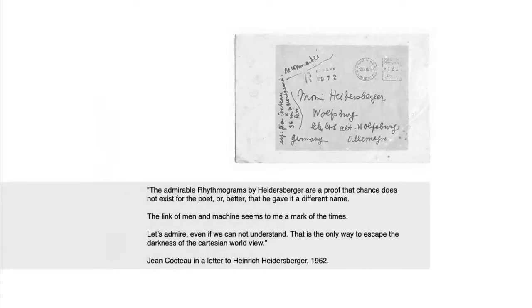My father met Jean Cocteau in France through a common friend, Eric Hesselberg, who was the captain of the Kon-Tiki. And Cocteau wrote a very beautiful letter to my father, like an artistic description of the rhythmograms. I read that. The admirable rhythmograms by Heidersberger are proof that chance does not exist for the poet, or better, that he gave it a different name.